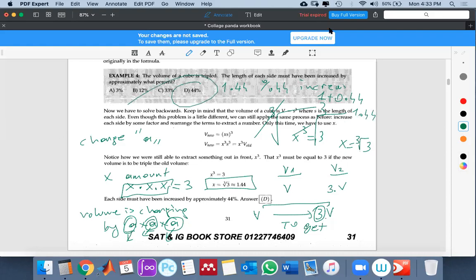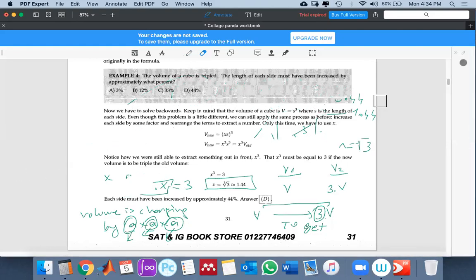The answer must be D. It is a little bit complicated question, but when you understand the logic, it's easy, not difficult. At the beginning, we just have to understand the problem and model the problem, which is a little bit confusing.